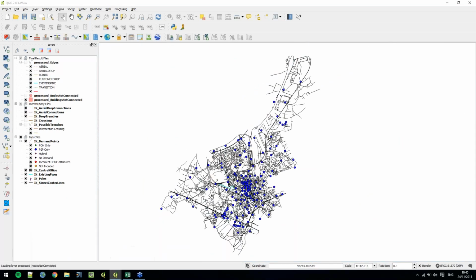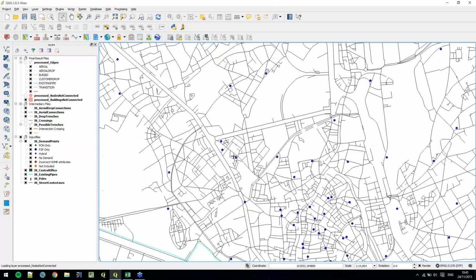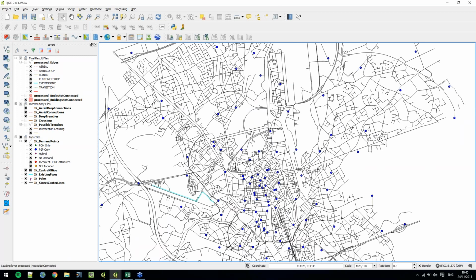Now, the third scenario that I want to show you is a greenfield fiber to the antenna scenario. Here we see a city, the city of Ghent, and the blue dots represent all the antenna locations that we want to connect with fiber.